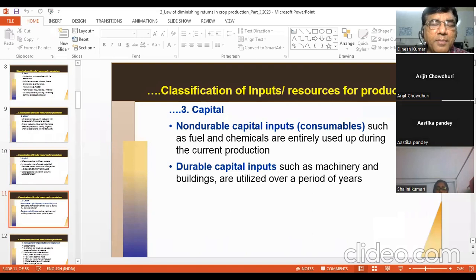Second is durable capital items or inputs, such as machinery, the tractor itself, and buildings, which are utilized over a period of years. So these are the resources available with the farmer at the farm, and most of them are purchased by using money. So sometimes they are also called capital goods.